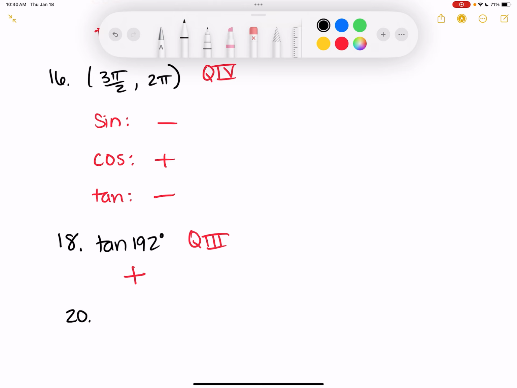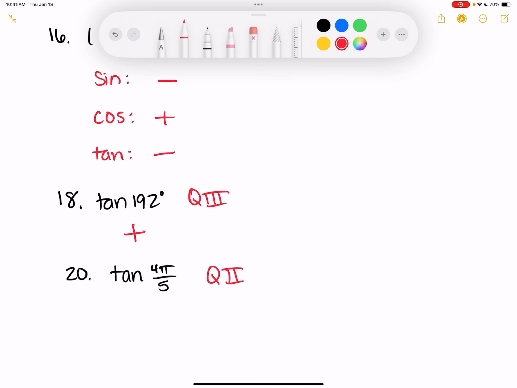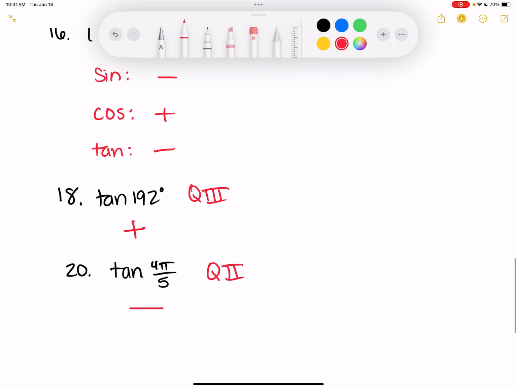20. The tangent of 4 pi over 5. What quadrant would that fall in? Quadrant 2, because 4 over 5 is less than 1, so it's going to be less than pi. So this is going to be in quadrant 2, so top left. What is the sign of that going to be? Negative. Easy enough.